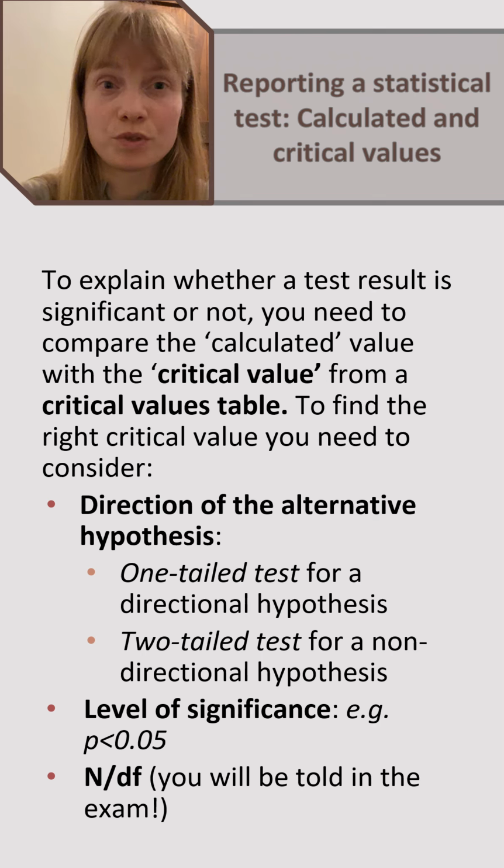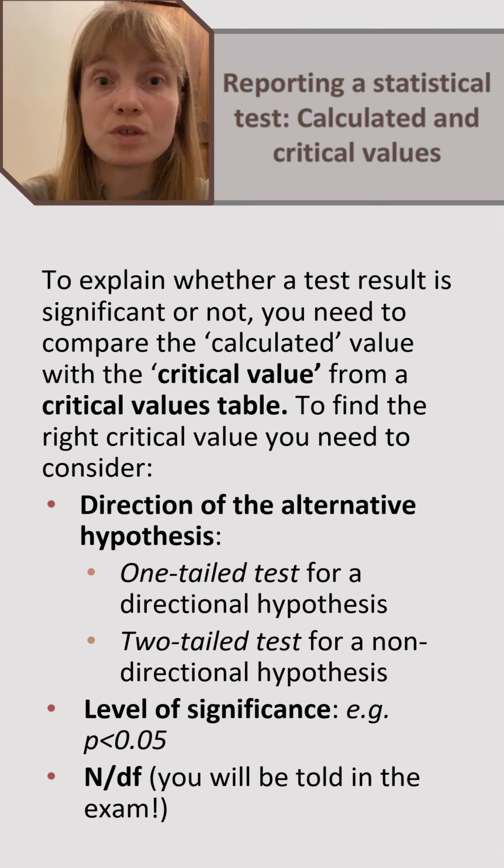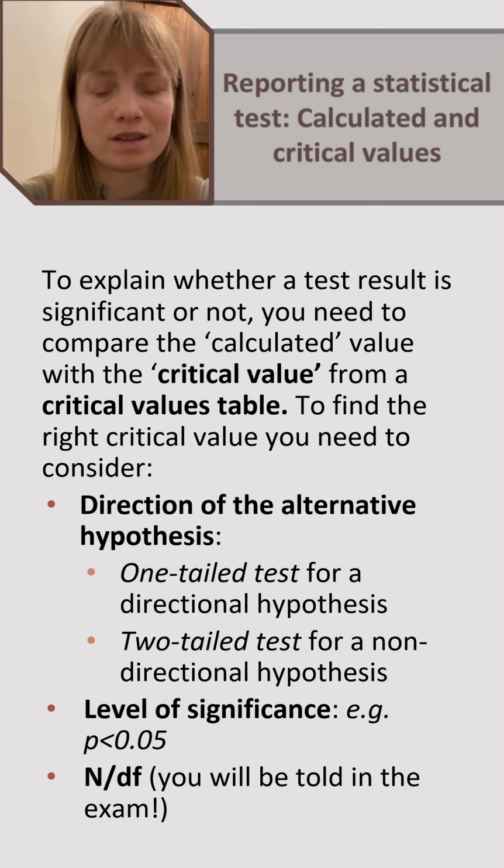Every test produces a calculated value, sometimes also called the observed value. To decide if that value shows a real effect or just random chance, you compare it to a critical value taken from a statistical table. You'll be given all the information you need in the exam. You won't need to calculate anything except the sign test covered in the next lesson.